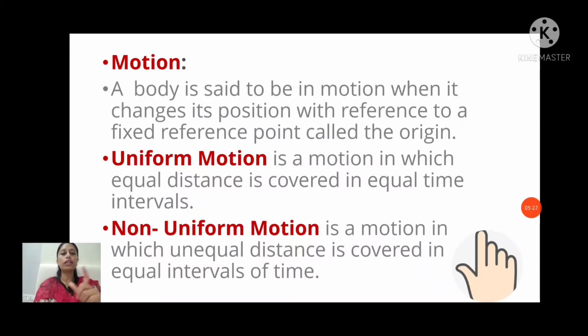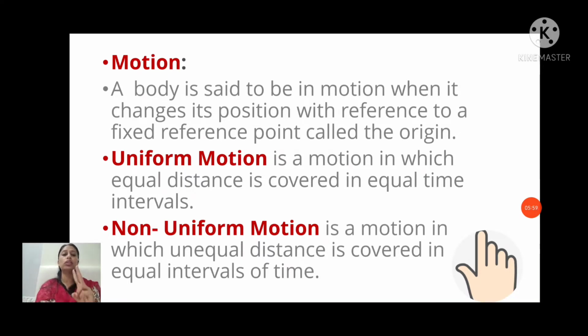So if you are traveling, suppose you have traveled 50 kilometers in the first hour, in the next hour you have covered 100 kilometers, and in the third hour you have covered 120 kilometers. It means you are covering different distances in equal intervals of time. So the distances are not the same. Here in this case we can say the motion is non-uniform. Why? Because though the time is the same, the distance is not the same.